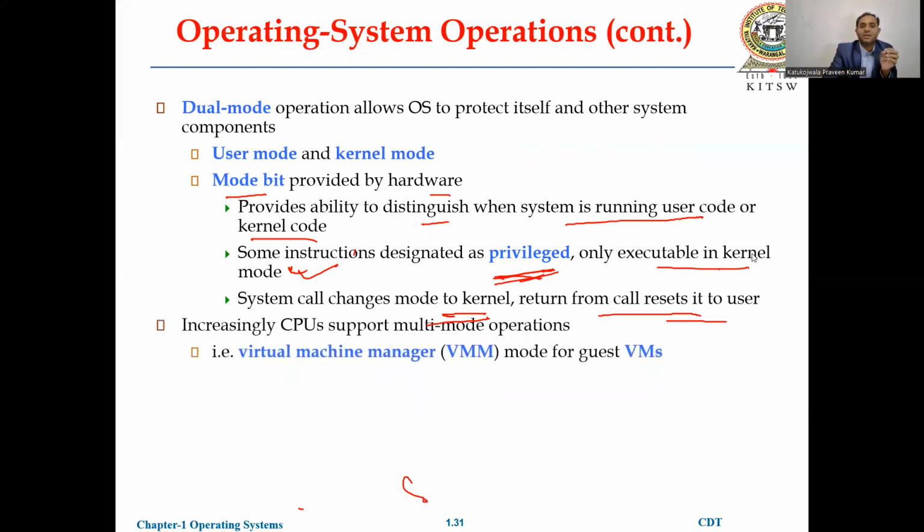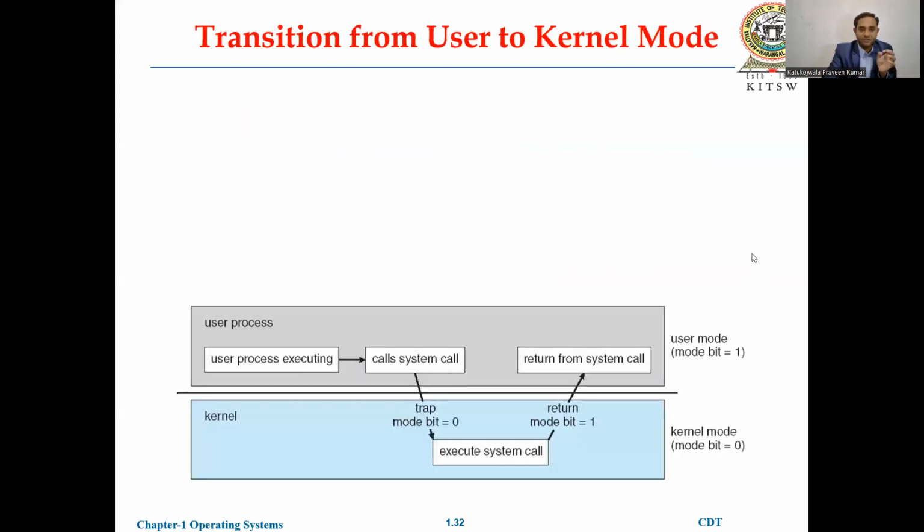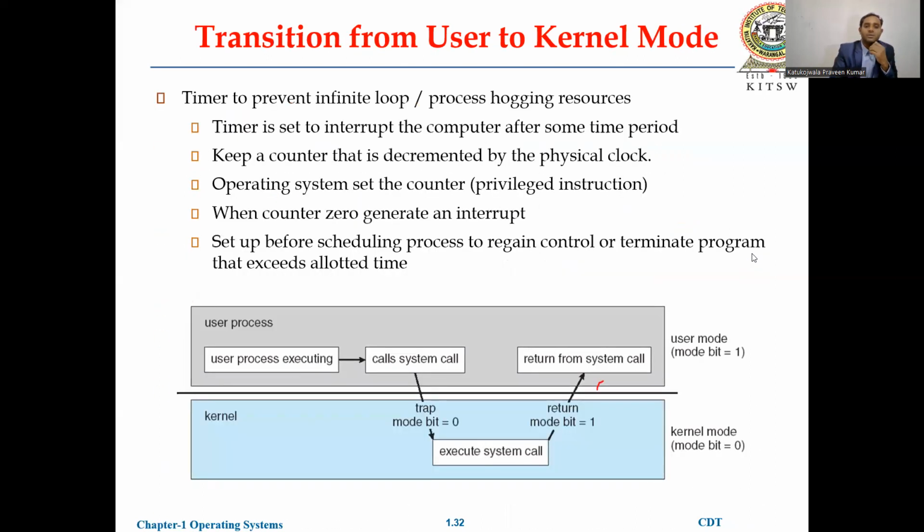Increasingly, CPUs support multi-mode operations, like virtual machine manager mode for guest virtual machines. Now, the transition from user mode to kernel mode. Here you can see this is user mode and this is kernel mode. Whenever the mode bit is equal to 1, it is in user mode. Whenever the mode bit is 0, then it is kernel mode.